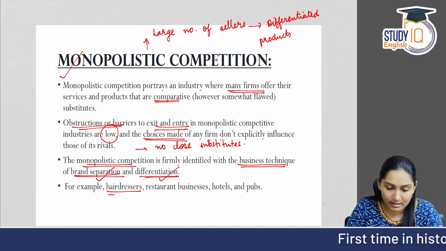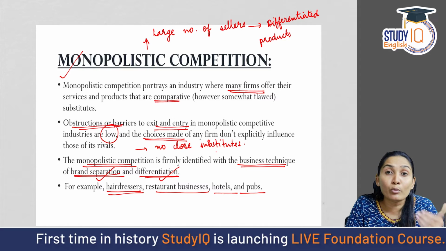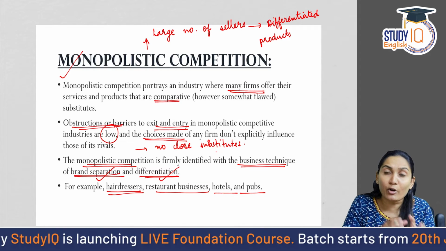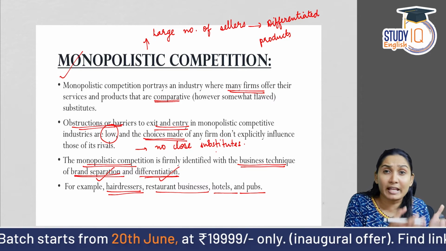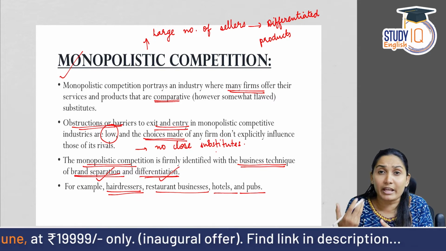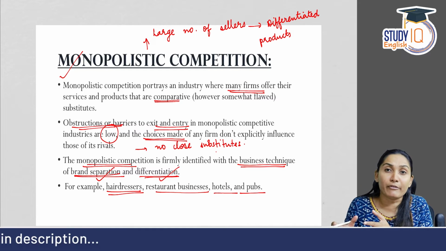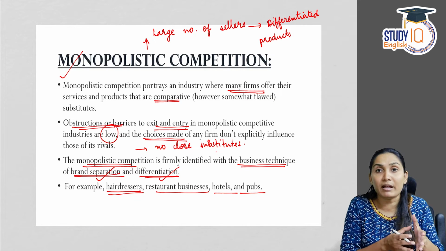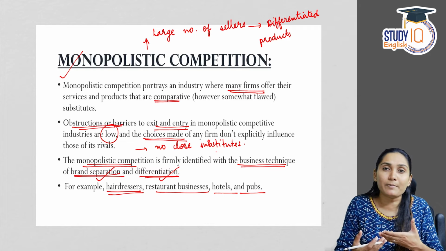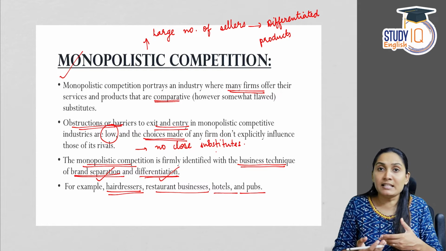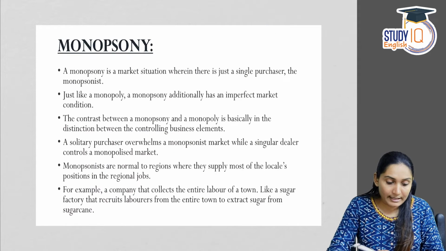For example, hairdressers, restaurant business, hotel, pub, all these, even though there are so many hotels, so many restaurants, each restaurant would be having their own identity. Each one would be selling some differentiated product. In some restaurants, there would be very good pulao. In some restaurants, they would be very good for Arabic food. So they have their own signature, their own identity, and that makes them different. Even though the same commodity food can be available anywhere and there are large number of sellers, each seller sells differentiated product. They have their own brand name, and this brand name will help them to determine the price for their product. Next is monopsony.